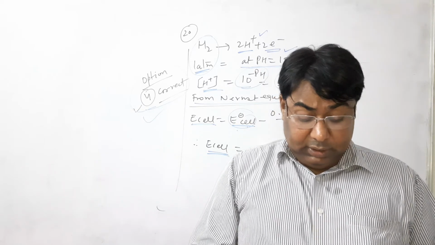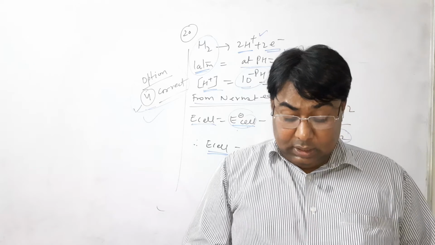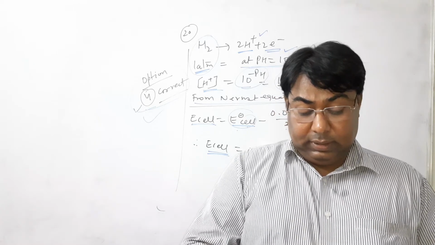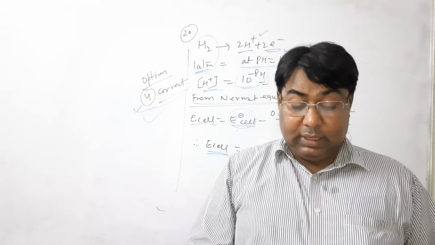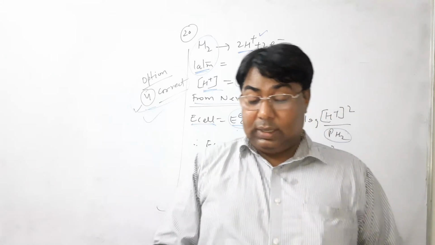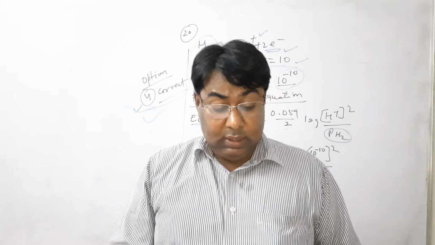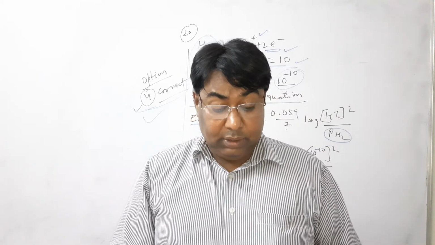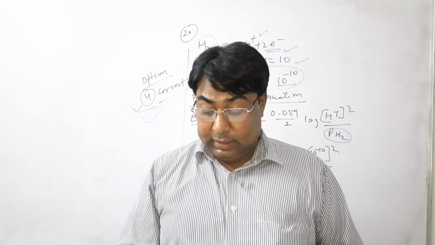In one, assertion and reason both are correct statements and the reason is the correct explanation for the assertion. Second, assertion and reason both are correct statements but the reason is not the correct explanation of the assertion. Third, assertion is a correct statement but the reason is a wrong statement. Fourth, assertion and reason both are incorrect statements.